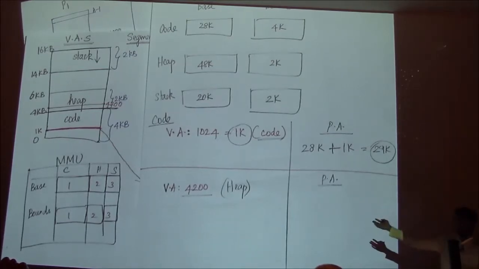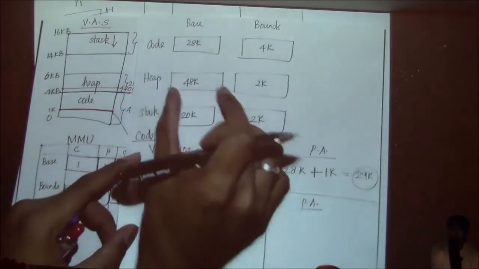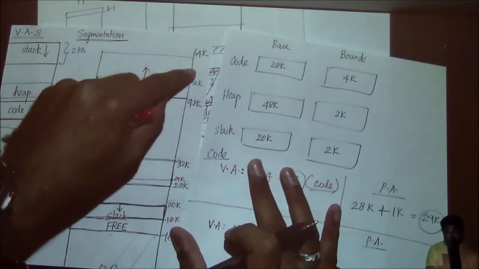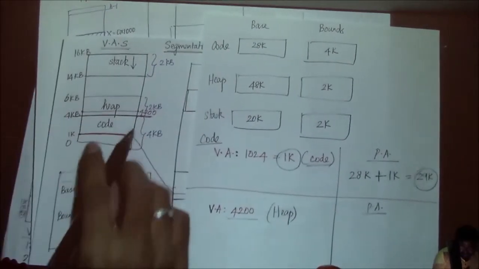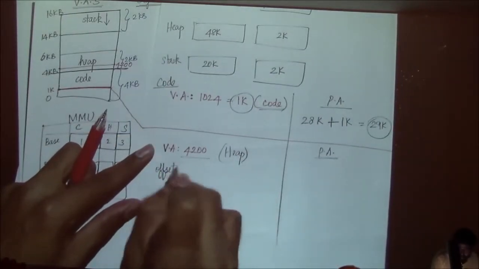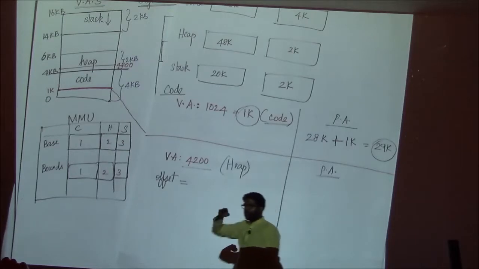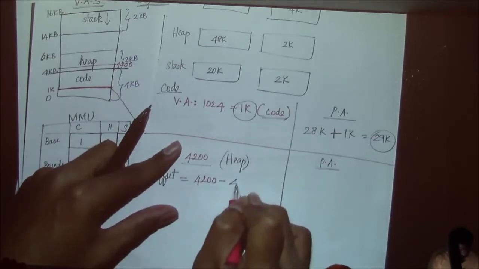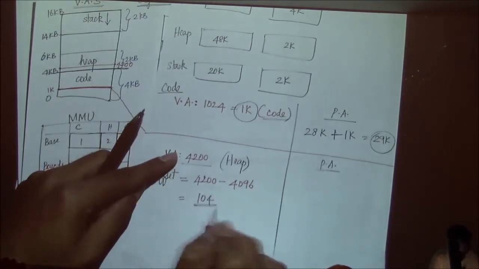Okay, the first thing we have to do here is, we can't just add this 4200 to the base of the heap segment, right? Because if we do that, the base of the heap is somewhere here and we would go 4200 addresses from there. The base of the heap starts at 4096, the base starts at 4K. So first you need to find the offset from the start of the heap segment. The offset of this address 4200 from the base of the heap segment is the value of this address minus the first address in the heap, which is 4096. This comes out to 104, right? So this is the offset that we have.